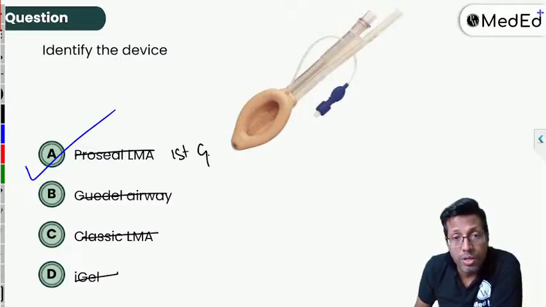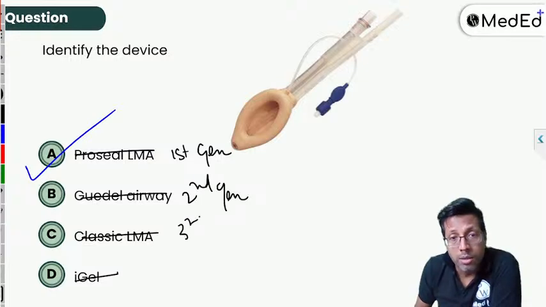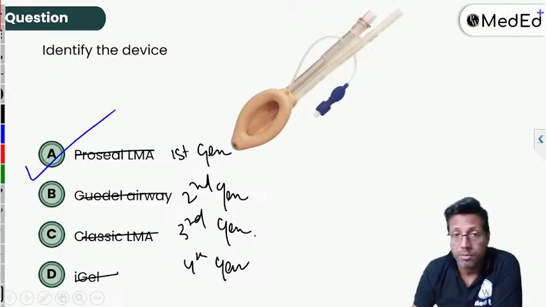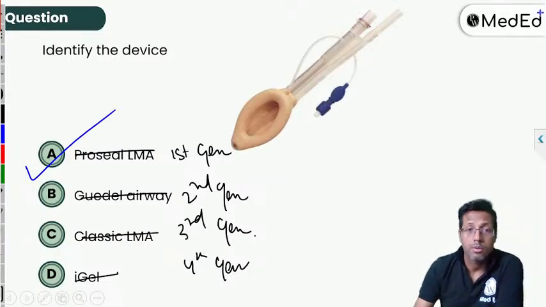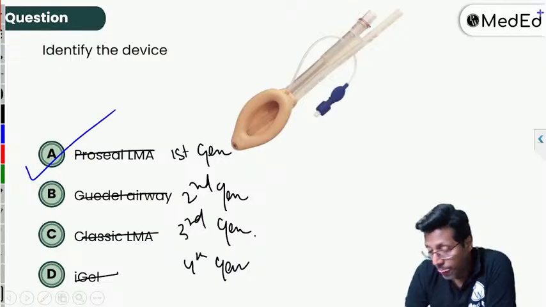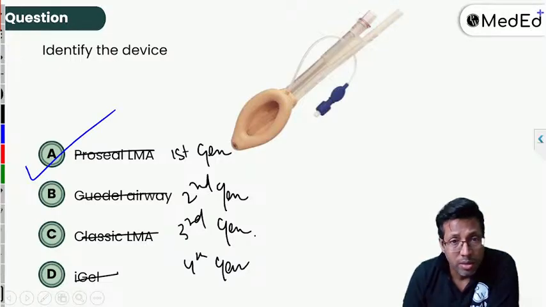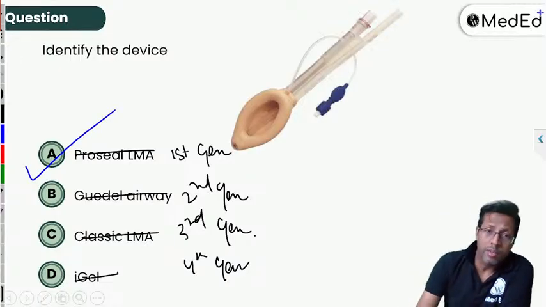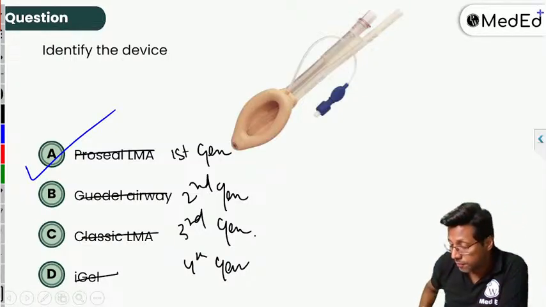Is it a first generation LMA? Is it a second generation LMA? Is it a third generation LMA? Or is it a fourth generation LMA? INI-CET question. Identify the device. Same options A, B, C, D.